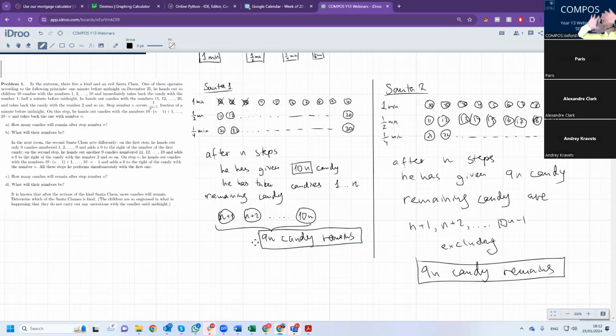Okay. Is that clear? Do you understand the logic between Santa 1 and Santa 2? Question. Who is the good Santa and who is the evil Santa? Any thoughts?